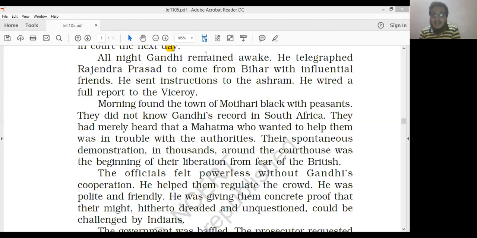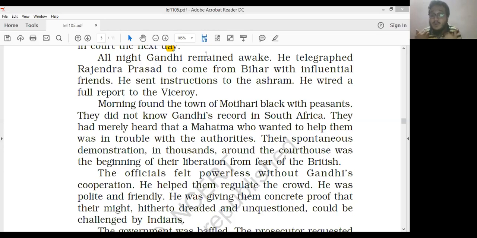They did not know Gandhi's record in South Africa. These people were not aware. But Rajendra Prasad and his influential friends were supporting poor people, the peasants. Similarly, those influential advocates needed to be joined or brought in by Rajendra Prasad. That was Gandhi's intention, his message to Rajendra Prasad. They had merely heard that a Mahatma who wanted to help them was in trouble with the authorities.